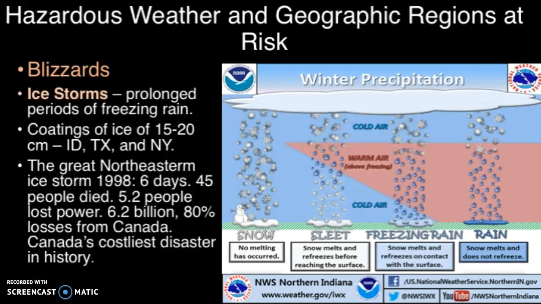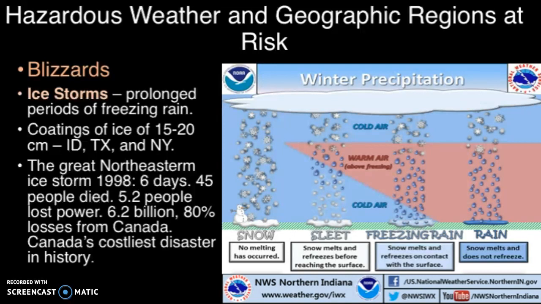There are certain places where coatings of ice have been said to be between 15 and 20 centimeters. And that happens a lot here in Idaho, actually, in certain areas, a little bit more rural, but still. In Texas and in New York. Actually, in New York and Pennsylvania, this is fairly common to occur.